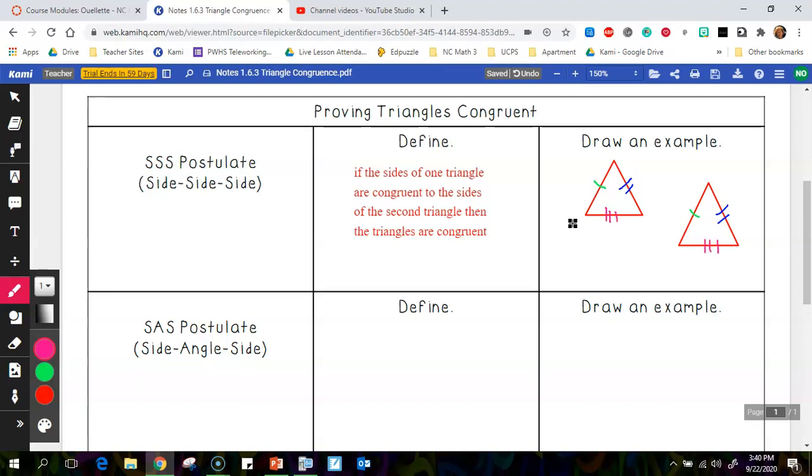So as long as you got the sides of this triangle congruent to the sides of this triangle, you don't have to look at the angles really. They're congruent. The triangles are congruent.